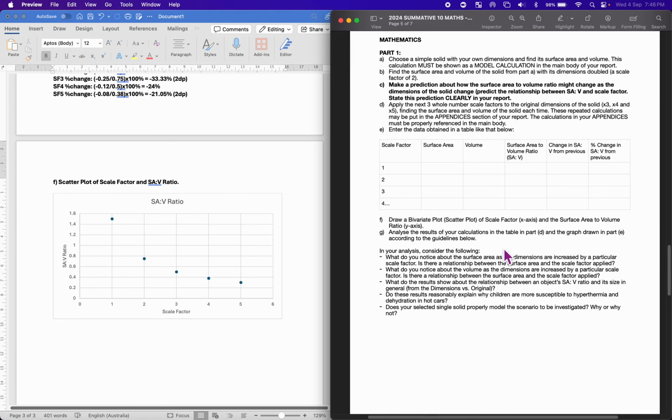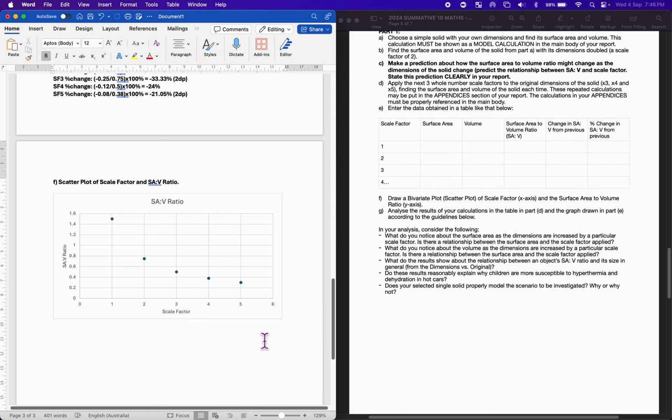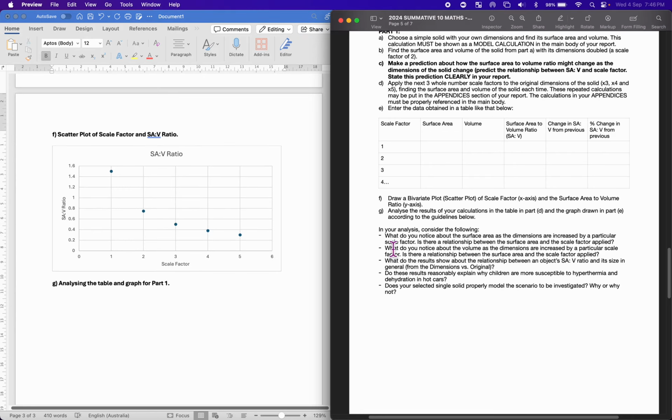G, analyze the results of your calculations in the table in part D and the graph drawn in part E according to the guidelines below. So I'm not going to do this because then you're just going to copy what I said. Analyzing the table and graph for part 1. You need to use these guidelines, these dot points about what to talk about. You can do it in order, I don't mind.